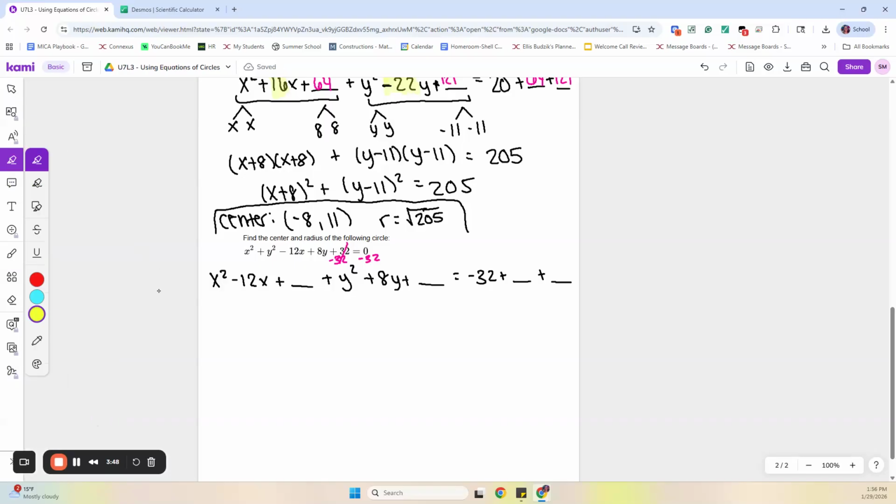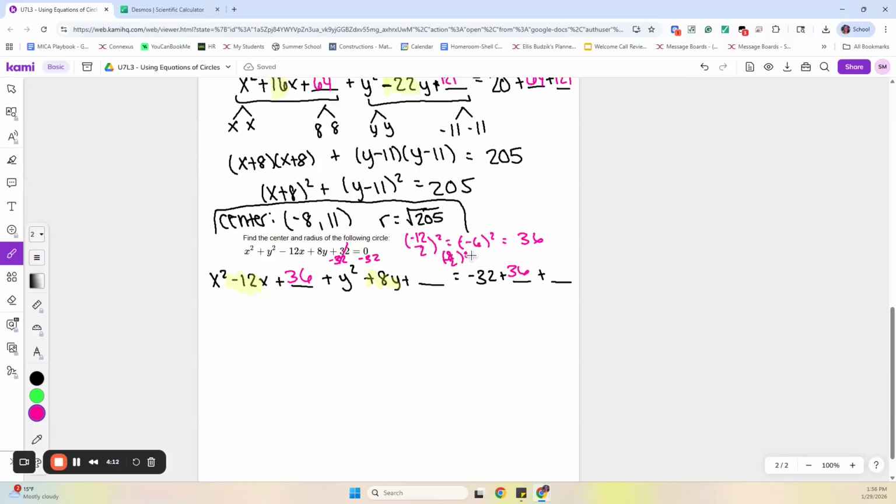Then grab my b values: negative 12 and a positive 8. If I do that, negative 12 divided by 2 is negative 6. Negative 6 squared is 36. So I'm going to add that in both of my first spaces. And then we're also going to do 8 divided by 2 squared. 8 divided by 2 is 4. 4 squared is 16. So we got those.